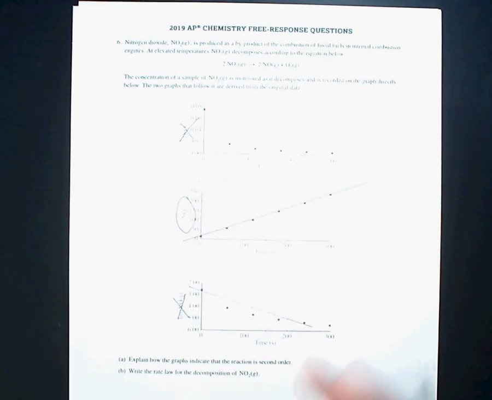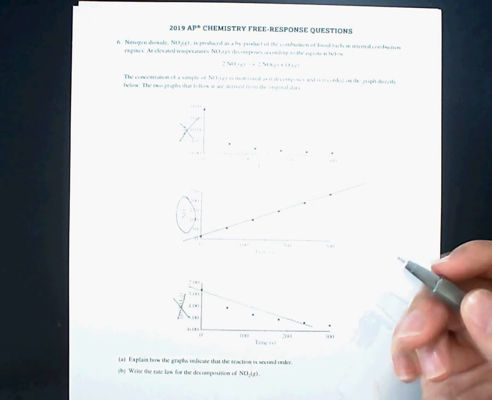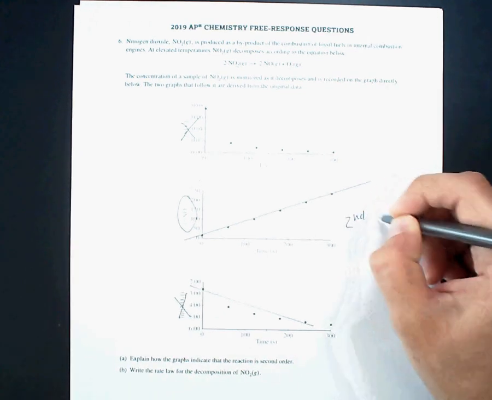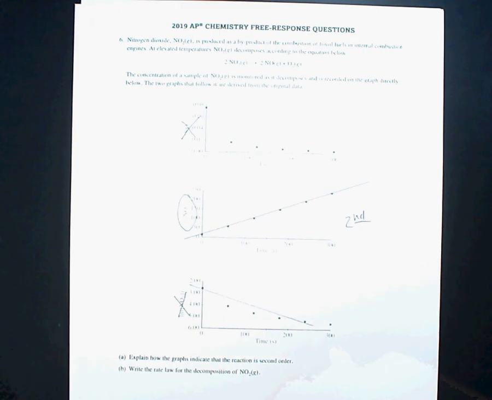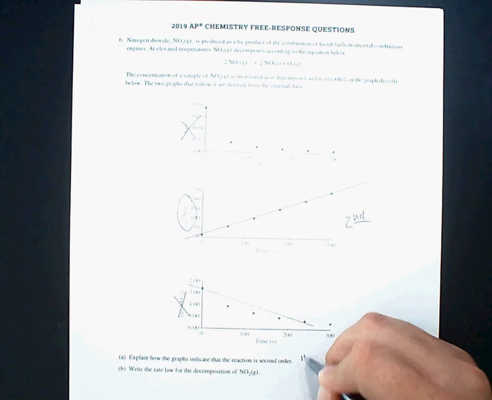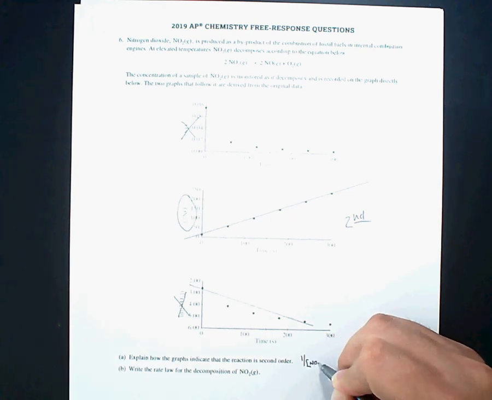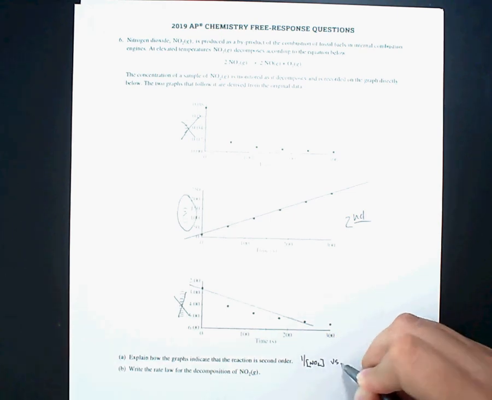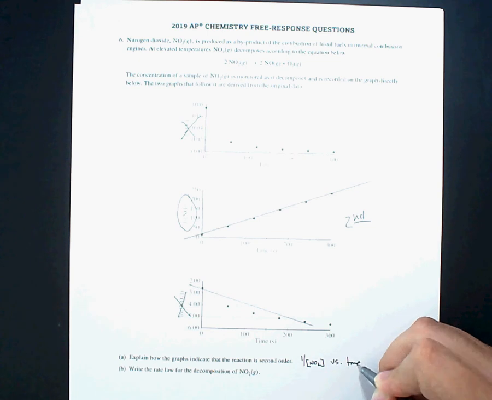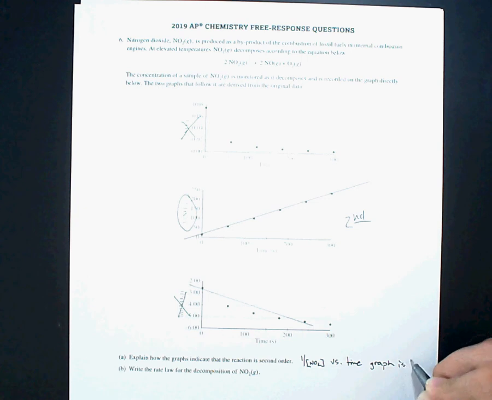So without reading anything, we know that it's going to be second order because the 1 over concentration versus time graph is the one that's linear. So A says to explain how the graphs indicate that the reaction is second order. Well, you would say that the 1 over concentration of NO2 versus time graph is linear.